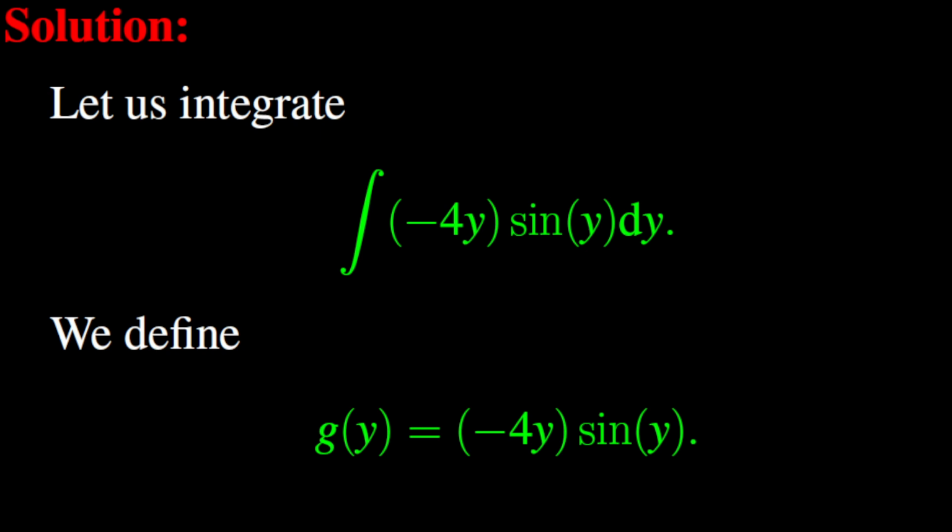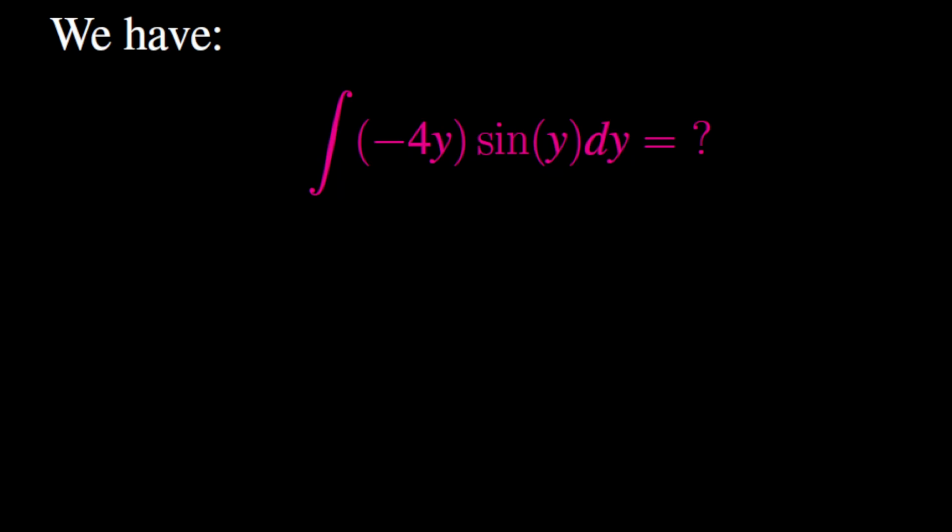Let us integrate the function minus 4y times sine of y. Given that the function to integrate, minus 4y times sine of y, is still the product of a nonlinear function with a polynomial function, we still have to use the method of integration by parts. The main aim of these repeated utilizations of the method of integration by parts is to reduce the degree of the polynomial function minus 4y.